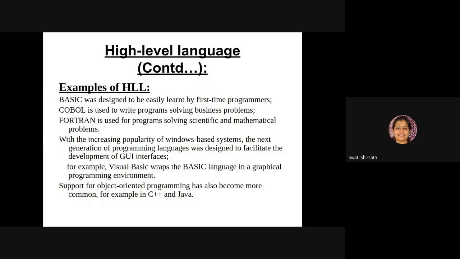Then high level languages. We discuss that there are different high level languages mentioned in this slide. BASIC is a language, COBOL, Fortran. Ma'am, so BASIC, Fortran and COBOL were the languages which came before the C language.